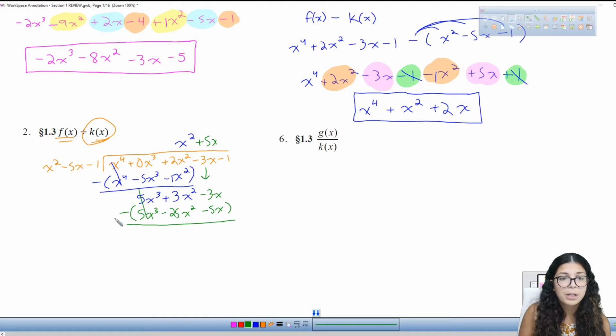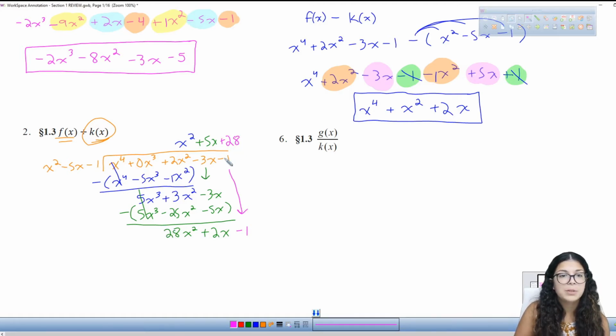So 3 minus negative 25 is positive 28x squared. Negative 3 minus negative 5 is positive 2x. And then let's go ahead and bring down that last term. Okay. X squared multiplied by 28 would give me 28x squared.